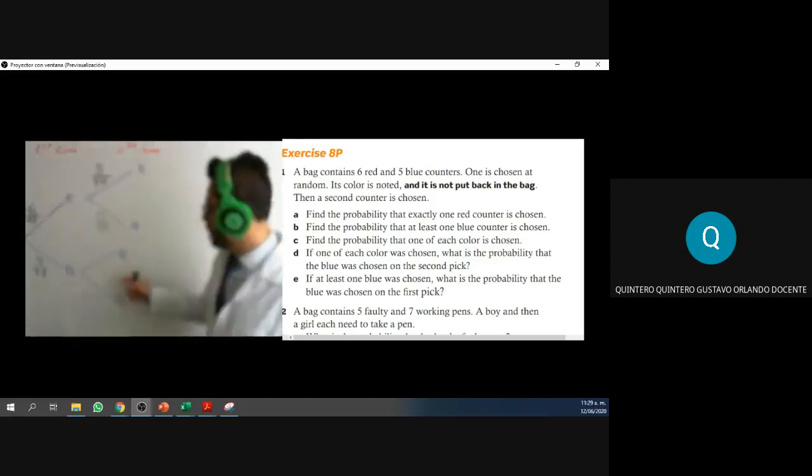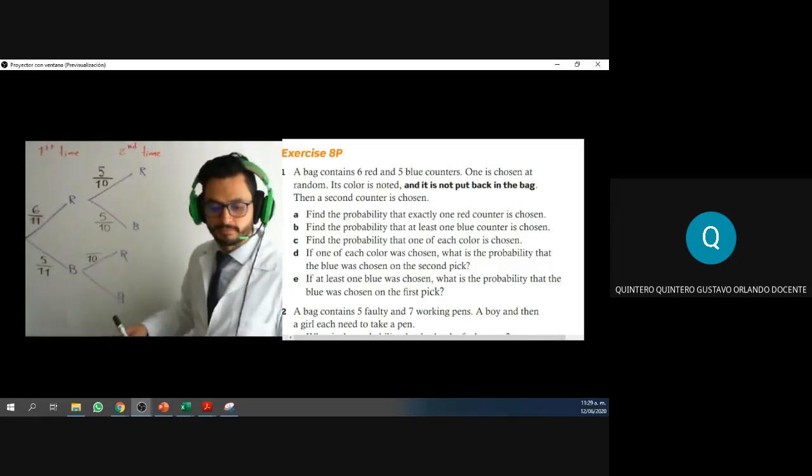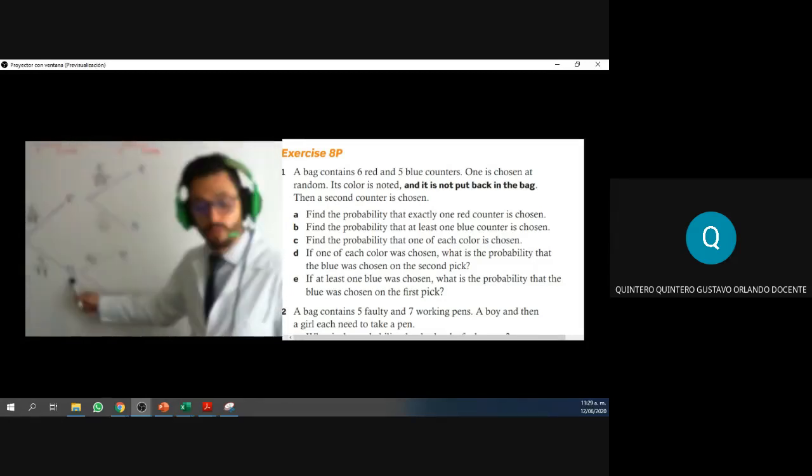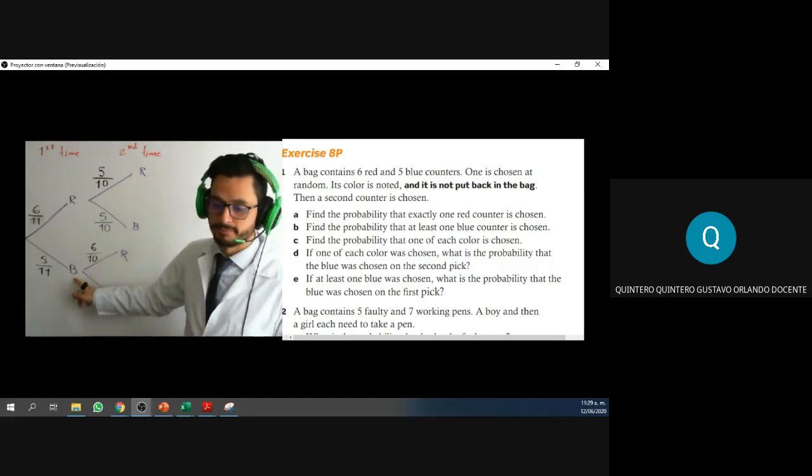Same process with these ones, right? The probability of getting a red. Okay, so the total is 10 in this case. The total is 10. Camera, please, this. The total is 10 because we just took out a blue one. We just took it. But how many are red? Well, 6 are red because the one that we took was blue.